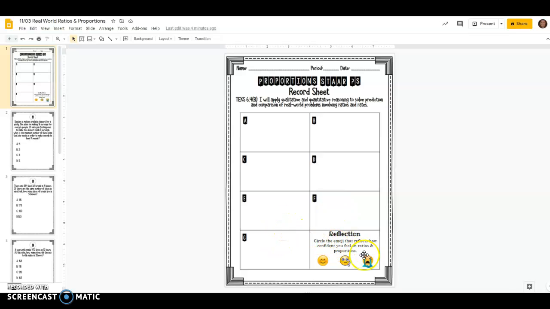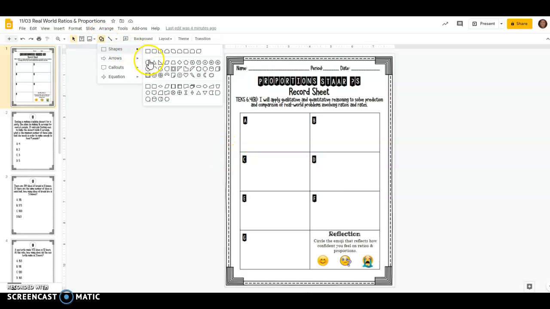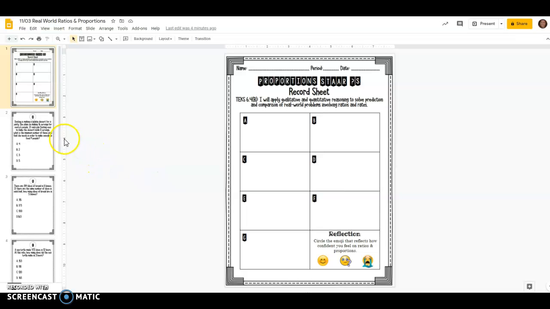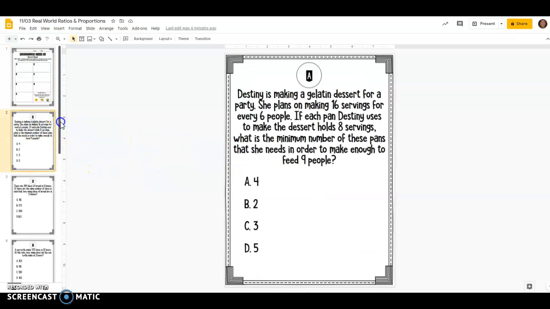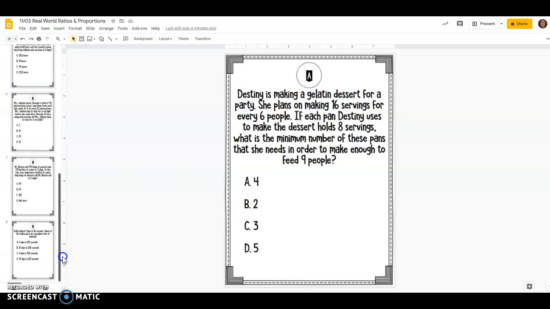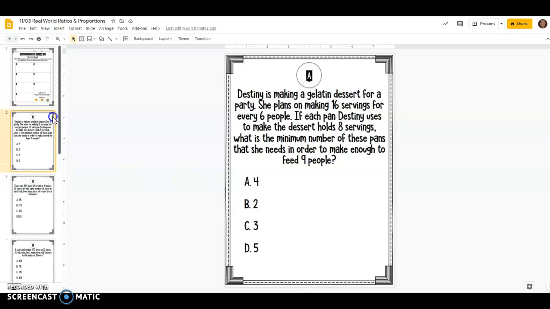And then at the bottom, I would like for you to grab a circle shape and tell me how confident you feel about ratios and proportions after completing today's activity. So slide 1 is your answer sheet, but slides 2 all the way down to slide 8 are where your questions are.